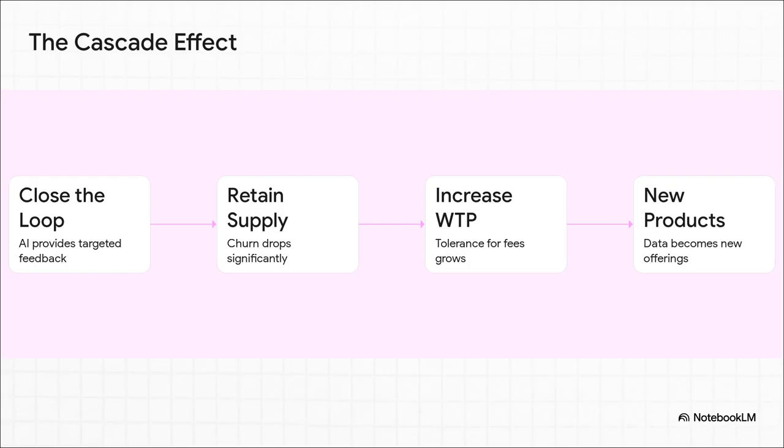Step 3, willingness to pay increases. As that retention compounds over time, suppliers develop a tolerance for higher subscription fees or platform take rates. Why? Because they are no longer just buying a static listing. They're buying a verified result. And finally, step 4, new products launch. The data infrastructure you just built to close that loop suddenly becomes a product itself. You can now sell deep insights, AI-assisted coaching, and performance benchmarking. It is literally one smart architectural investment that delivers 4 very distinct, very profitable payoffs.